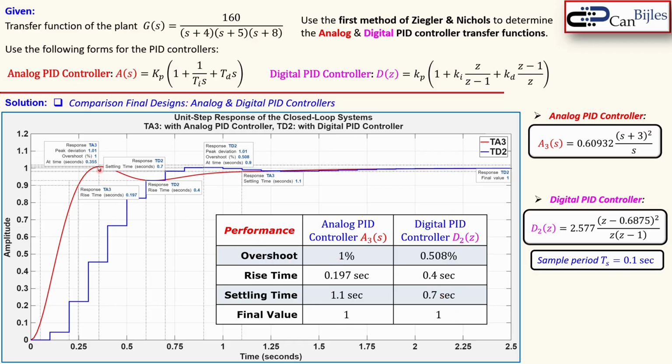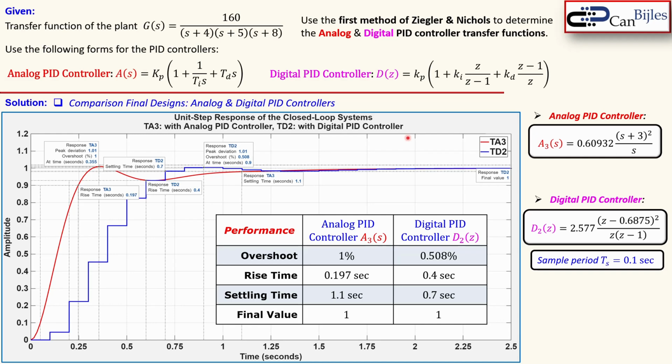Well, the overshoot here is 1% for the analog, and for the digital this is approximately 0.5, so 2 times smaller, so better. The rise time for the analog is 0.197 seconds, so almost 0.2 seconds, and for the digital it is 0.2 seconds. So it is 2 times slower in the rising. Now for the settling time, the analog is 1.1, but the digital is 0.7. It's also much faster, and the final value is 1 for both. So you can see the overshoot is better in the digital domain. The settling time is also shorter in the digital domain, but the rise time is better in the analog domain. That's what you see here.